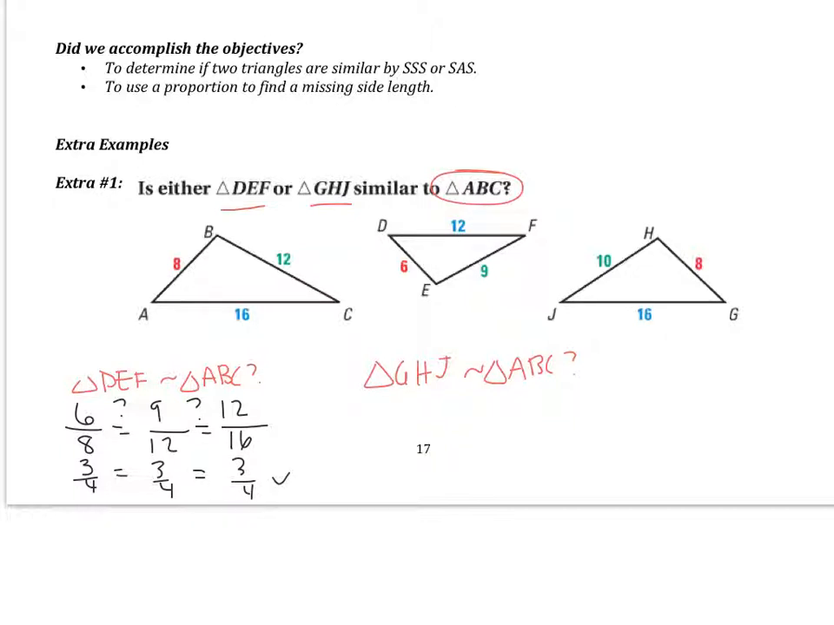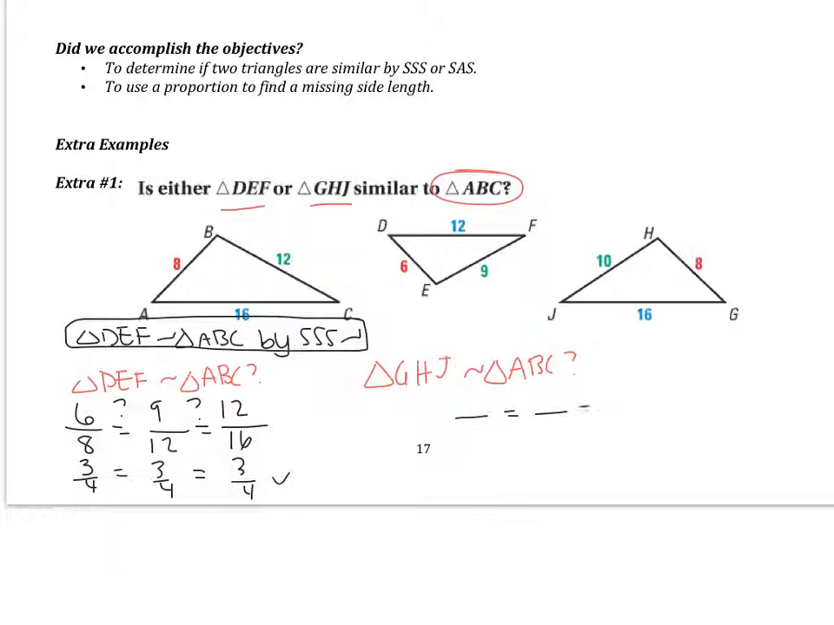Okay, so all of my ratios are equal. So we would say, yes, triangle DEF is similar to triangle ABC. We would say by SSS similarity. Please remember to put the tilde so I know that we're talking about similarity and not congruency. Now you need to do the same thing with triangle GHJ.